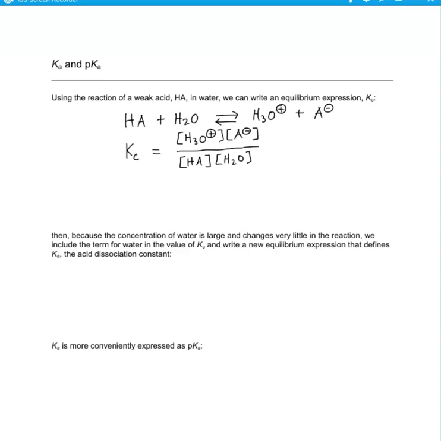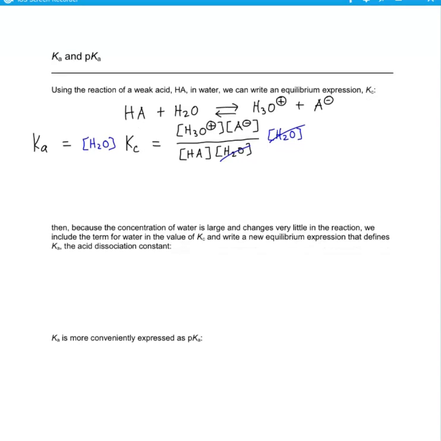But what you may remember is that because water is a pure solvent, and because its concentration is so large to begin with that it's not changing very much, what we're going to do is multiply both sides of the equation by the concentration of water. So those terms cancel on the right side of the equation. And so now what we have is a new equilibrium expression that we call Ka, specifically the acid dissociation constant. So let's rewrite that down here. So Ka is equal to the H3O plus concentration times the A minus concentration over the concentration of HA.